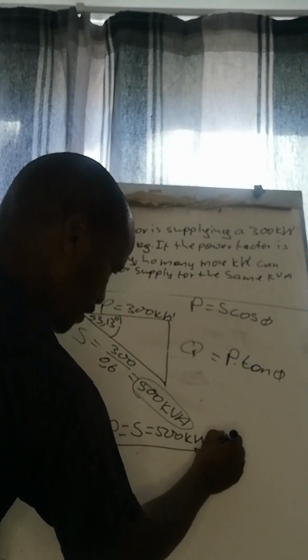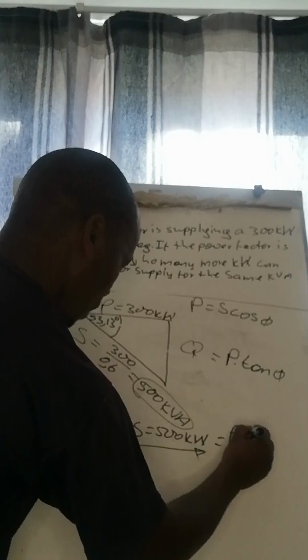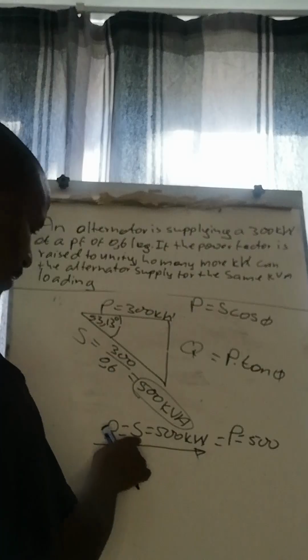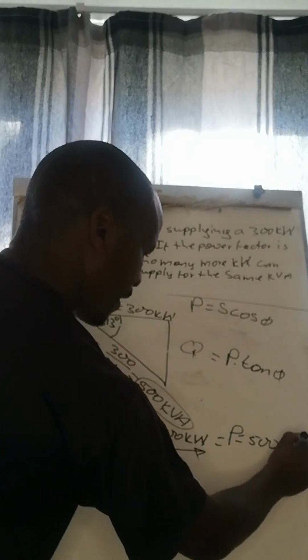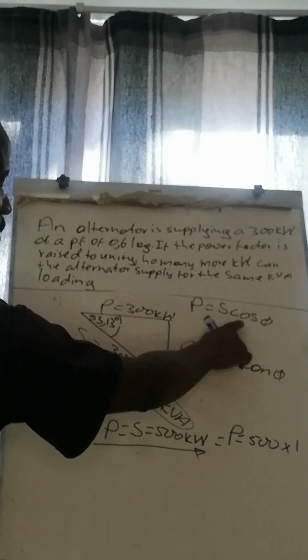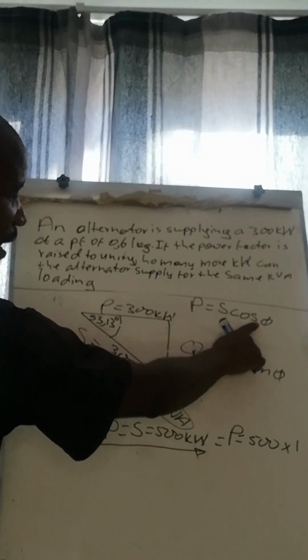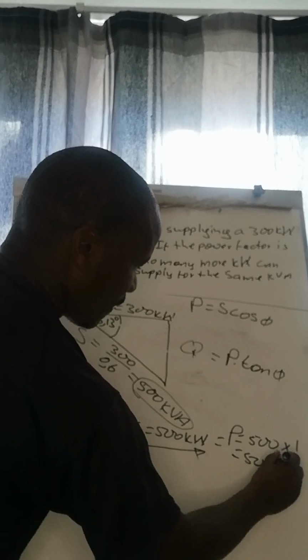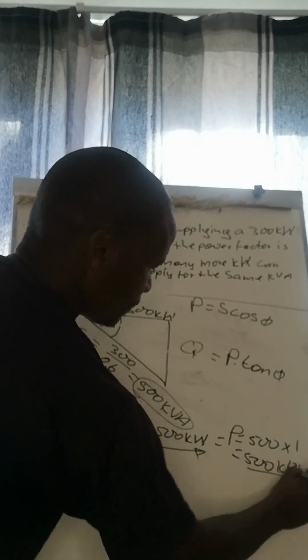Alright, so we've got this. Let's calculate it. Power is equal to 500, the same rating, multiplied by unity power factor. Power is equal to S cos theta, which is 500 multiplied by 1 at unity power factor, and it is equal to 500 kilowatts.